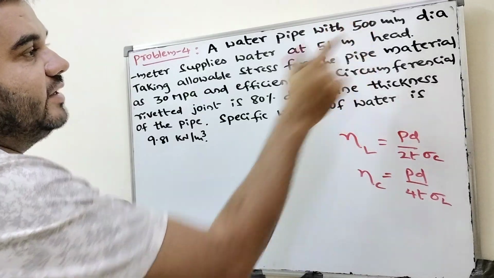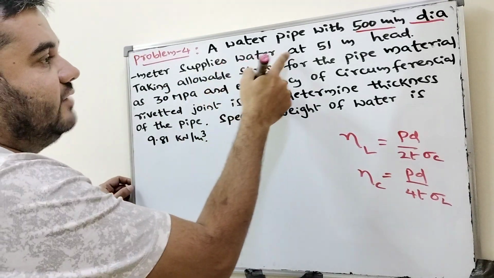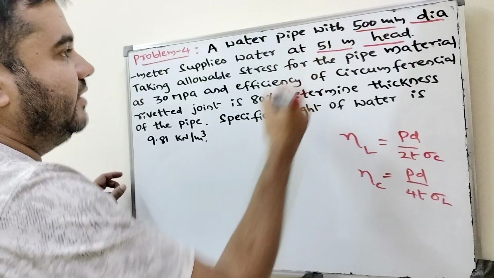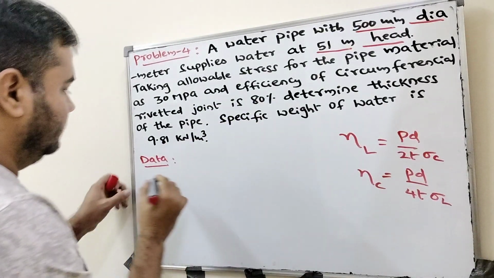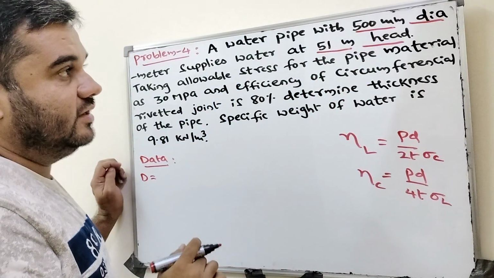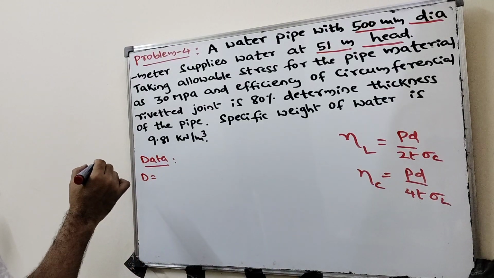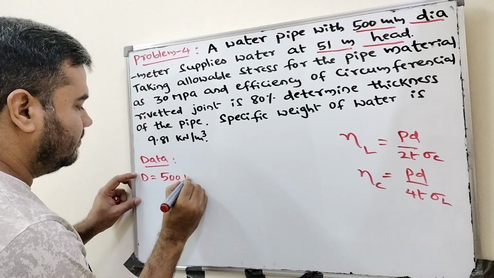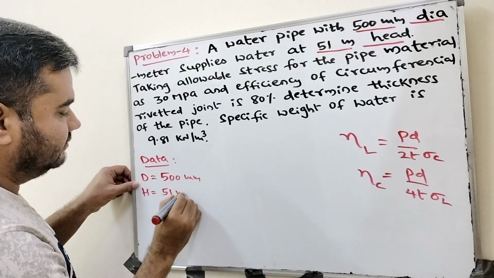A water pipe with 500 mm diameter supplies water at 51 meter head. So first we will write the given data, the diameter. D equal to 500 mm. We will convert everything to meters, 500 mm into 10 raised to minus 3. Just write 500 mm first, later we'll convert. And the head it is supplying is 51 meter.